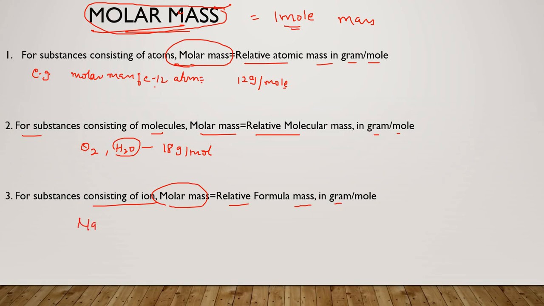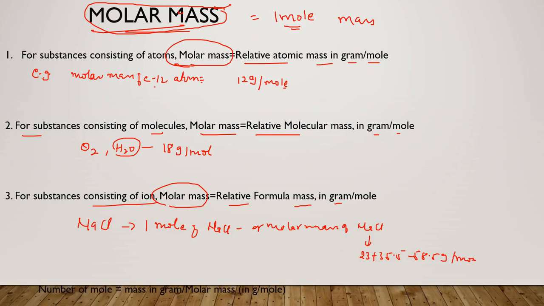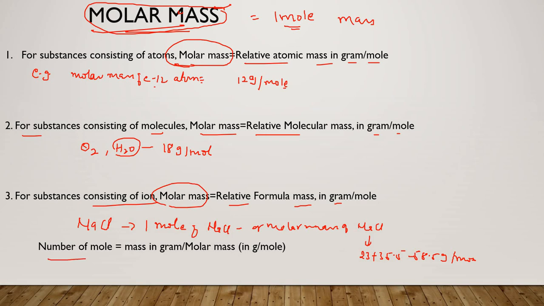For example, if you are given NaCl and I ask you the mass of 1 mole of NaCl, or I say the molar mass of NaCl, it is the mass of both of them. So 23 plus 35.5, which is 58.5 gram per mole. I hope this part is clear for you. Now, to figure out the number of moles in short, the mass in gram divided by the molar mass gives you the number of moles.